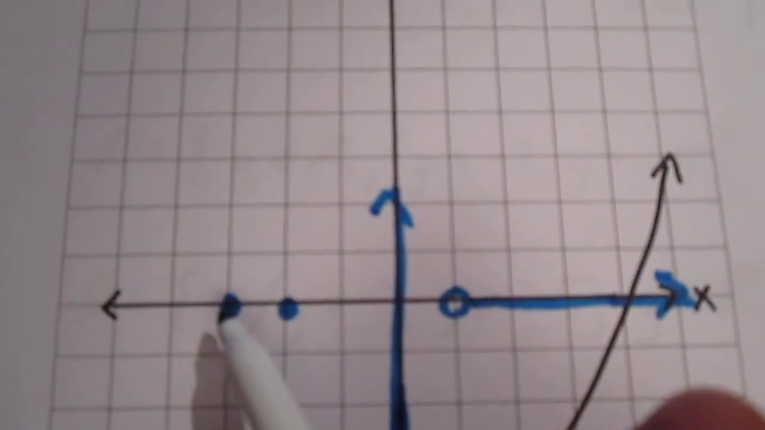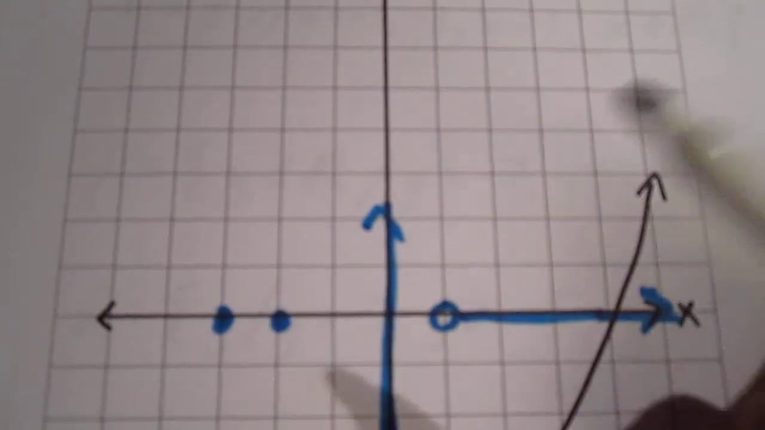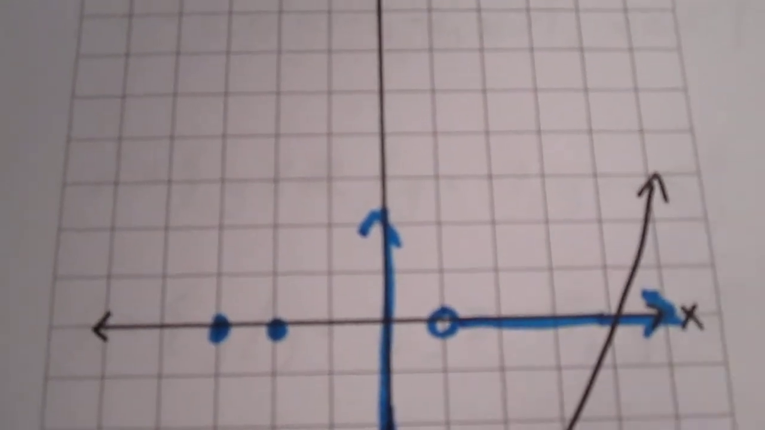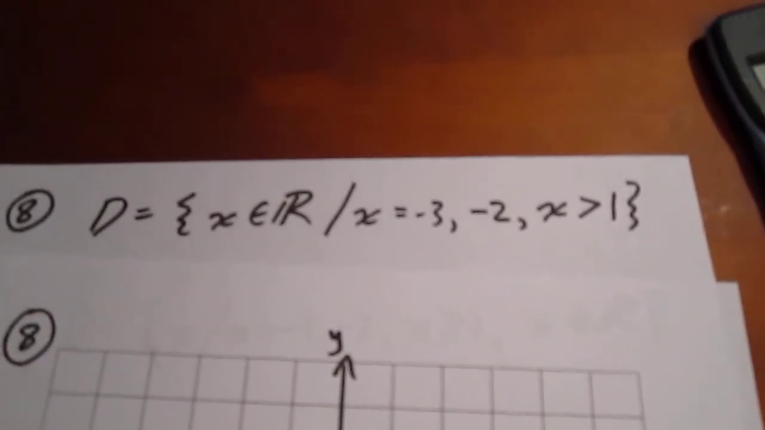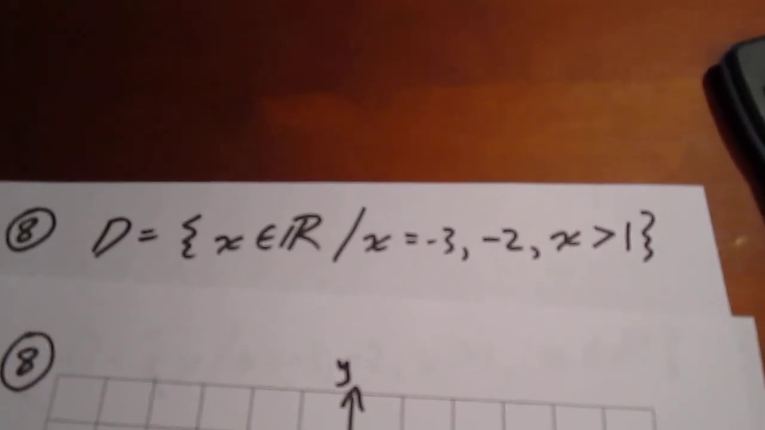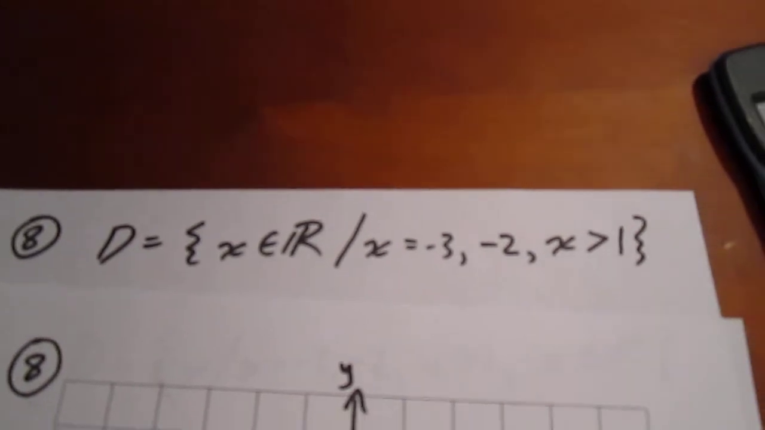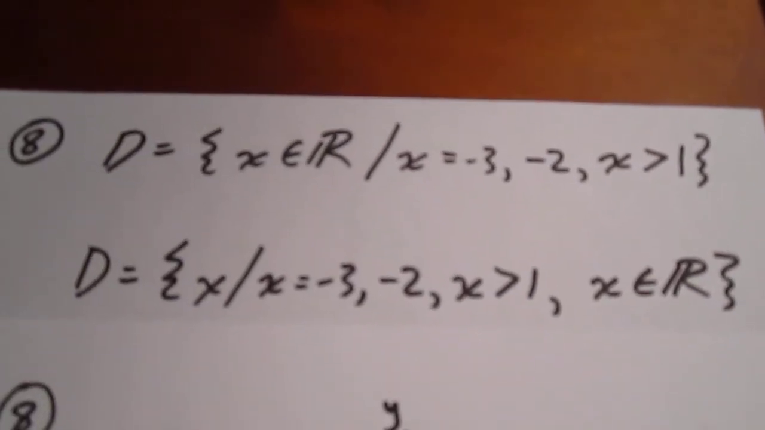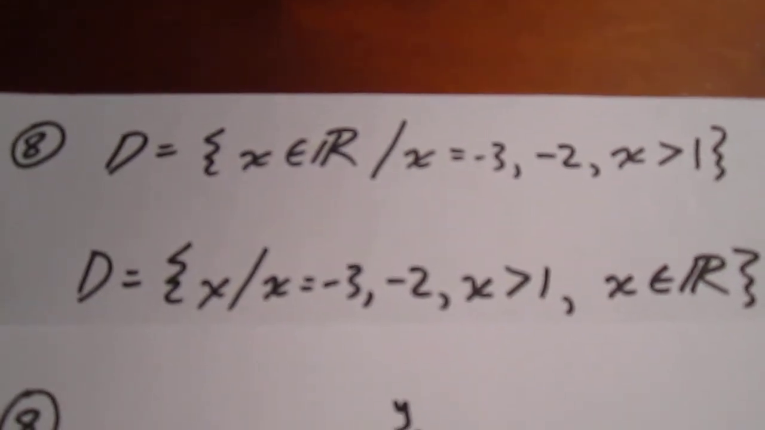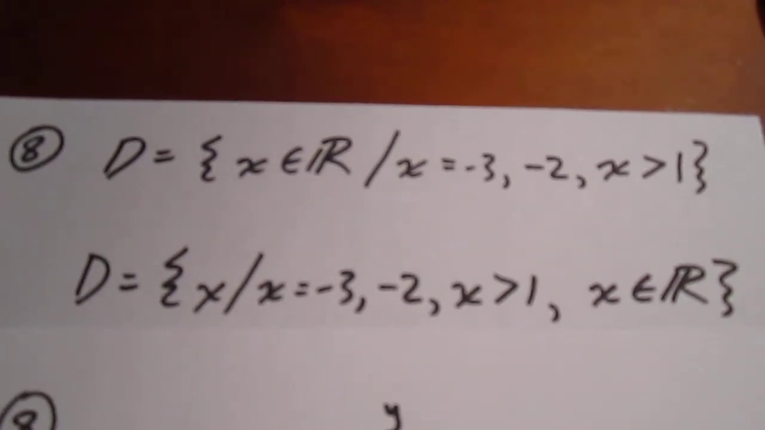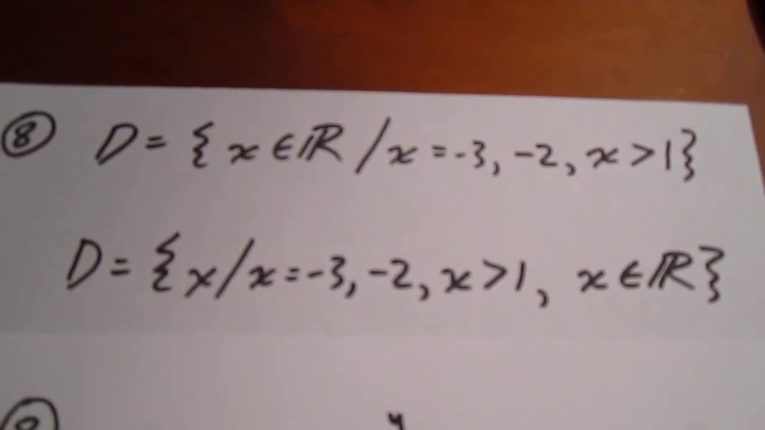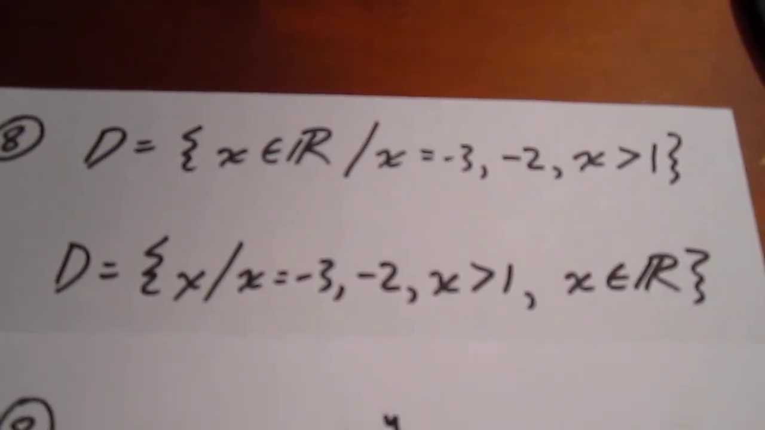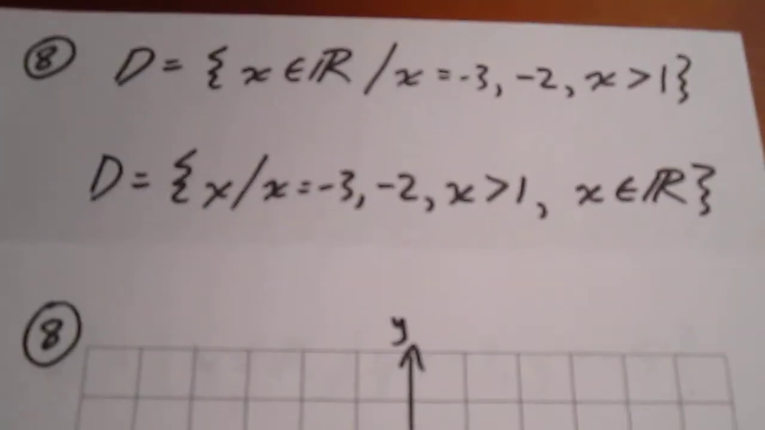We see that x can equal -3 or -2 or be any number greater than 1. So we can write it that way. x is an element of the real numbers such that x equals -3 or -2 or x is greater than 1. Or we can say the set of all x such that x equals -3 or -2 as well as x being greater than 1 and x being an element of the real numbers.